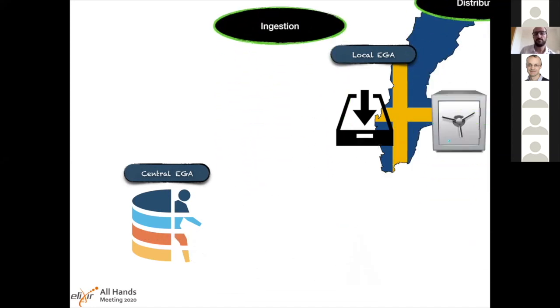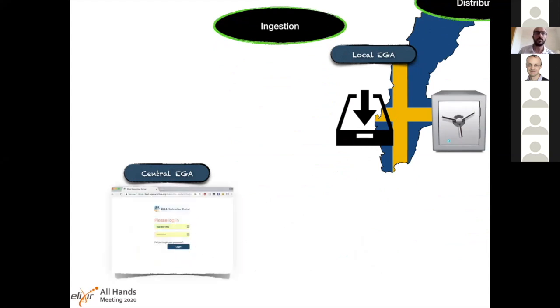So assume that you have an account at the EGA, so you have a user login and password. What we do is we connect the central EGA to the local EGA with a very strong connection, network fault tolerant. This is a technical thing, but imagine that there is a very good connection between the two. And the first thing that the user will do is upload the files to the inbox.